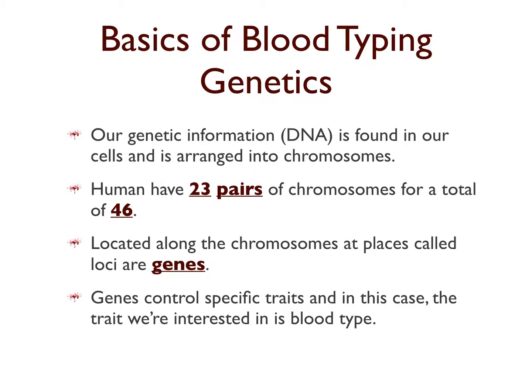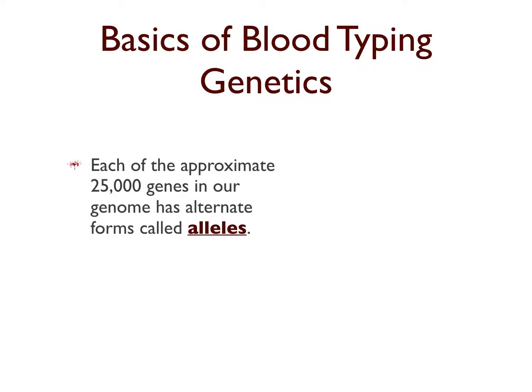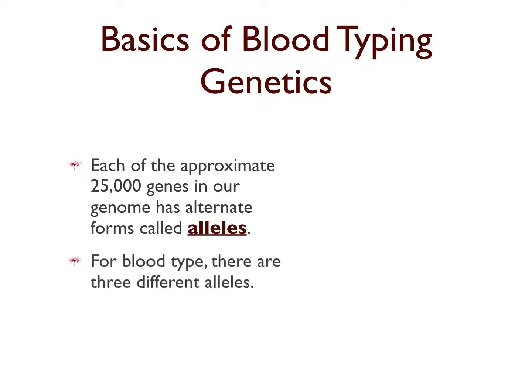Let's take a closer look at genes. In the human genome there are approximately 25,000 genes, and each of those genes has alternate forms called alleles. What this means is that each gene may have a slightly different base sequence, and as a result produce a slightly different version of a specific trait. For example, there are three different alleles for blood type: the IA allele, the IB allele, and the lowercase i allele. For simplicity, each of those alleles is referred to as the A allele, the B allele, and the O allele.